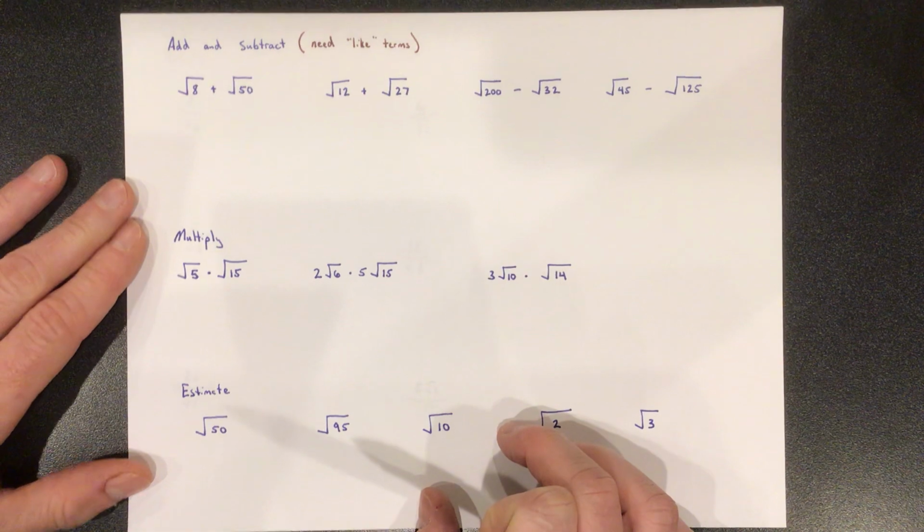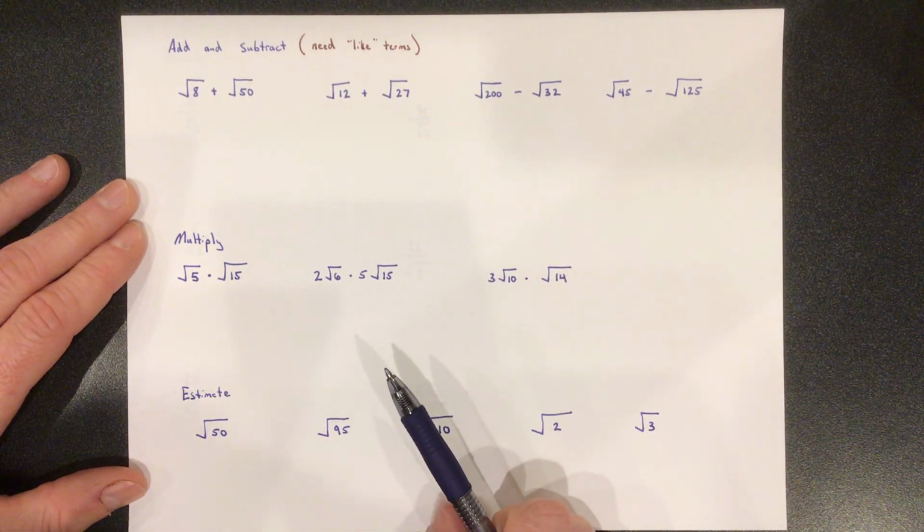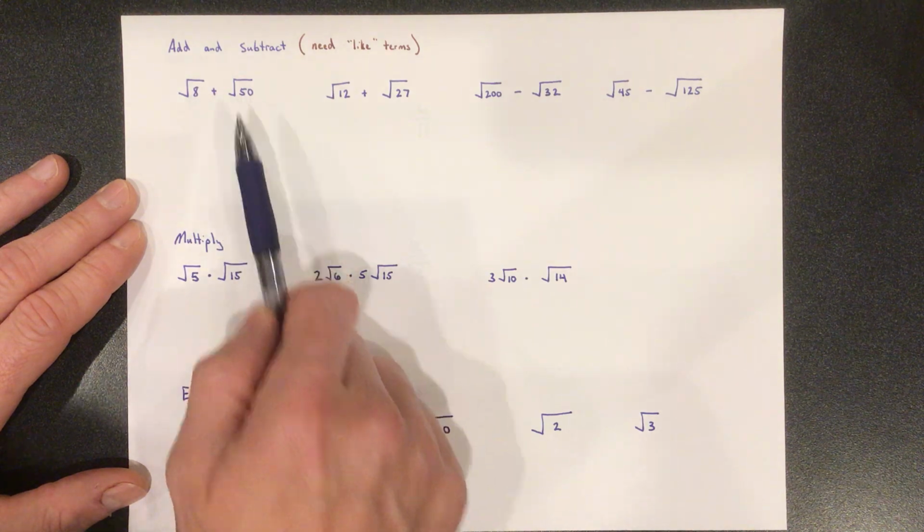Now, let's add and subtract. And again, there's a reason we need to simplify. You're like, oh man, how am I going to add the square root of 8 and the square root of 50?